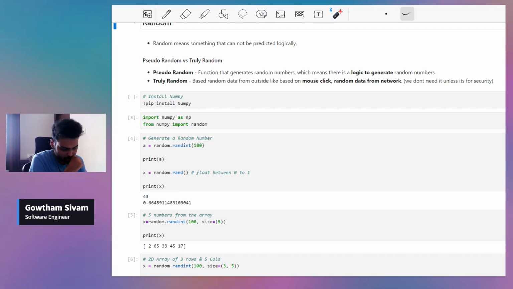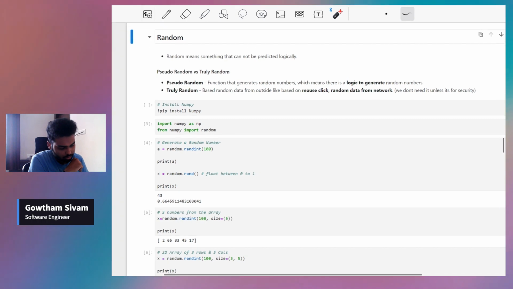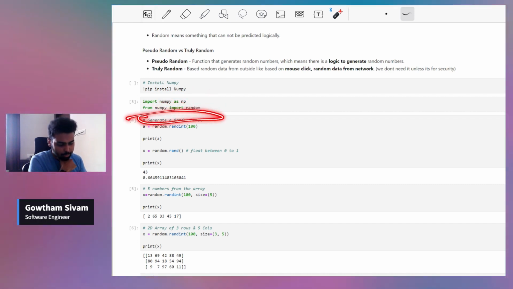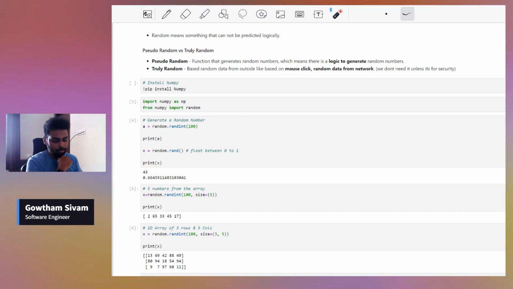Next, let's see how we actually install this. Same as before, pip install numpy. Next is import numpy as np. That is all. Next is generating a random number. So random.randint is the function which generates a random number, which means the random number will be within 100. It generates a random number below 100. Next I'm printing it, and I'm getting 43. The next time I execute the same, I will get a different number.